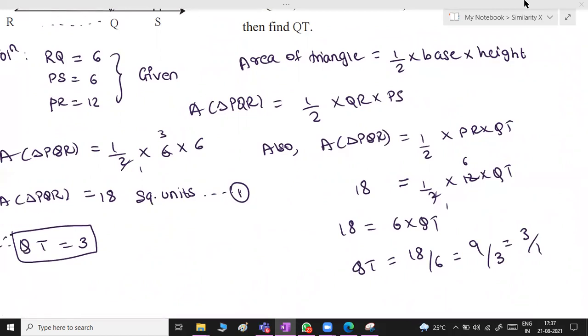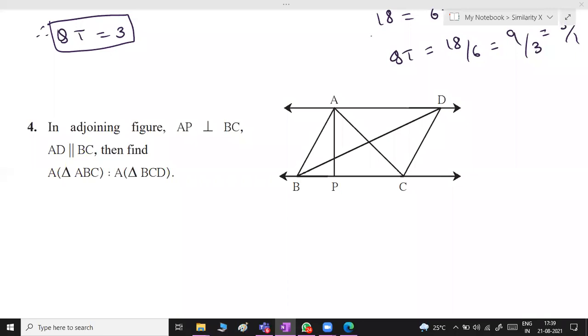Hope you have completed writing. Let's go for question number 4. In the adjoining figure, AP is perpendicular to BC. If AD is parallel to BC, then find area of triangle ABC is to area of triangle BCD.